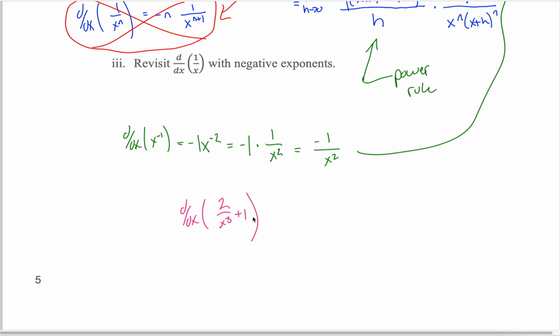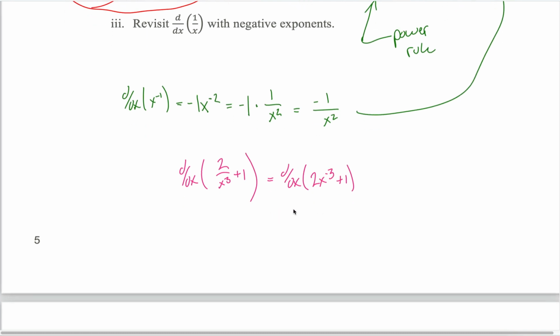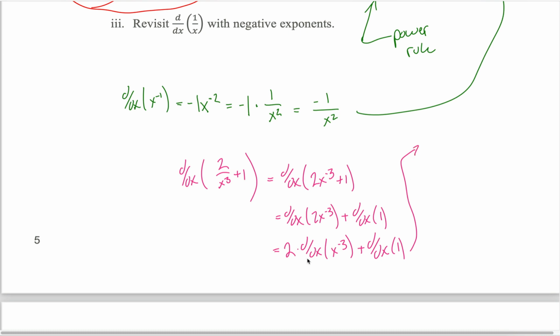What you'd want to do is rewrite this problem. Think about this as the derivative of 2x to the negative third power plus 1. Our rules aren't conducive to this notation, but if you rewrite it in this notation, it fits our rules really nicely. From previous videos, we know that the derivative of a sum is just the sum of the derivatives. So I can say that this is the derivative of 2x to the negative third power plus the derivative of the number 1. And we also know that the derivative of a constant times a function is just the constant times the derivative of the function. So all we have to do is figure out the derivative of x to the negative third power and the derivative of 1, and we'll have our answer.